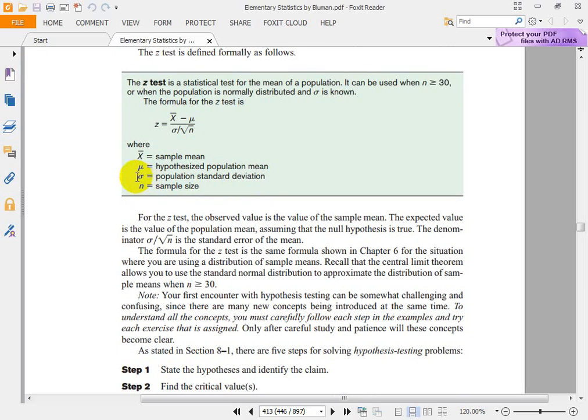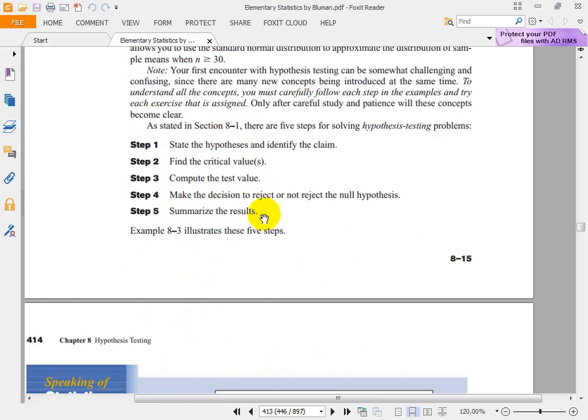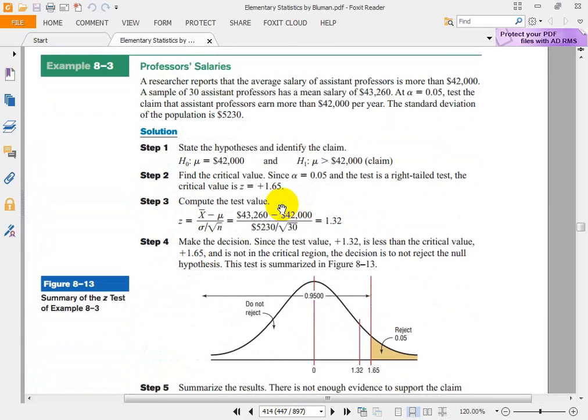We know that population standard deviation is denoted by sigma, and sample standard deviation is denoted by S. Population mean is denoted by mu, and sample mean is denoted by X bar, and that notational convention has been followed in this particular PDF. Good. So the Z test is a statistical test for the mean of a population, and here the sample size must be greater than or equal to 30. So statistics says in this way. So let me come to one example.